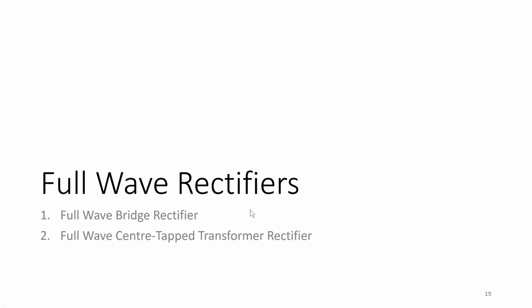Assalamualaikum. We have completed half wave rectification, so now we are ready to continue with full wave rectifiers. Okay, so we will be looking at two architectures. The first is the full wave bridge rectifier, which consists of diodes, and the second one is the center tap transformer rectifier, which makes use of a transformer.